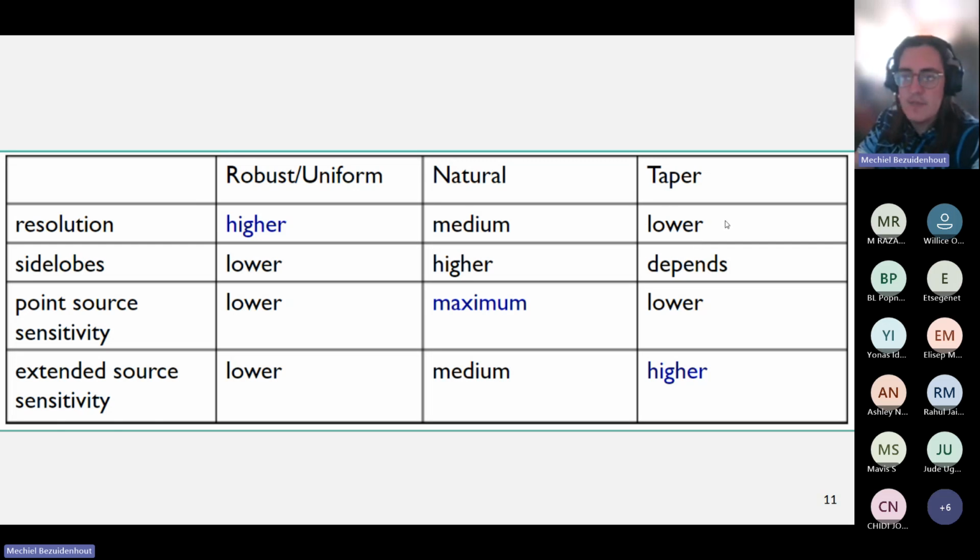So all of these parameters are tunable, and I think you have to play around with which weighting schemes give you what you want. That's why I always say imaging is in a lot of ways more of an art form than a science. You have to develop an intuition for which parameters, which tunable weighting schemes and other parameters, are going to give you the image that you want.